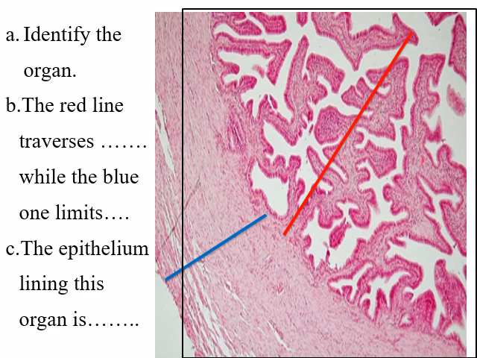Here, part of the fallopian tube, highly folded mucosa. The red line, the mucosa, the blue is the musculosa. The epithelium, simple columnar, partially ciliated.